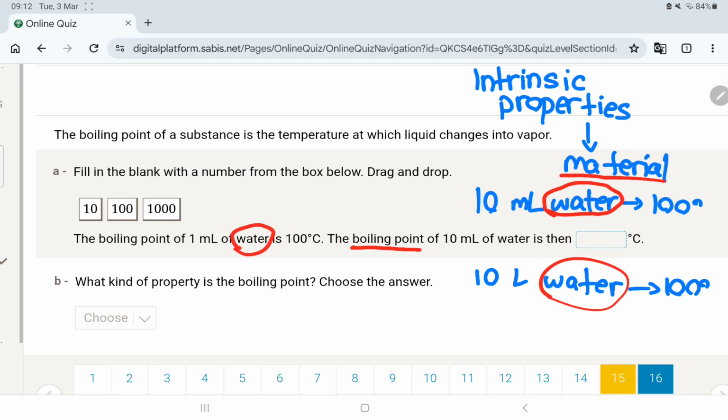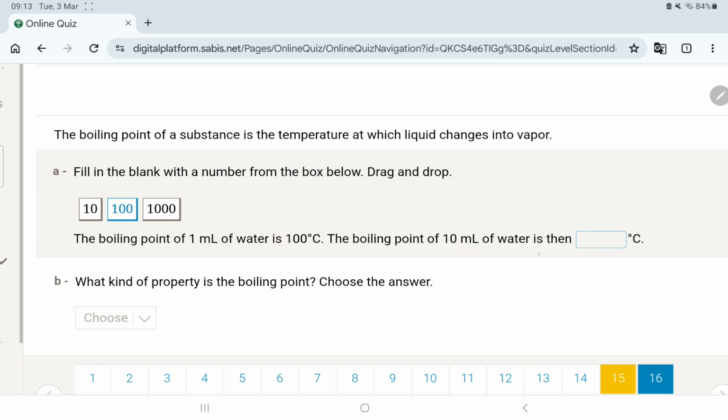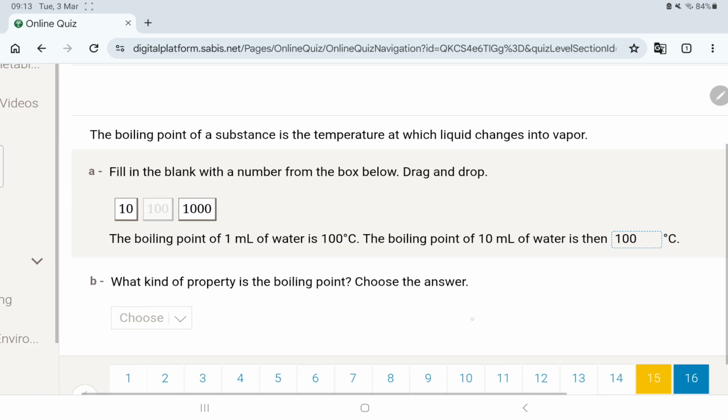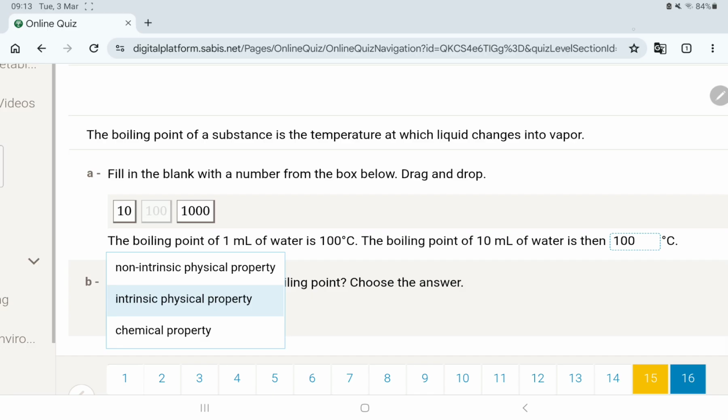So, the boiling point of 1 milliliter of water is 100. So 10 milliliters of water, nothing will change. It will still be 100. Why? Because boiling point is an intrinsic property which depends on the material, which in this case is water. So here, what kind of property is the boiling point? Let me just put the answer here. 100 degrees. So boiling point.